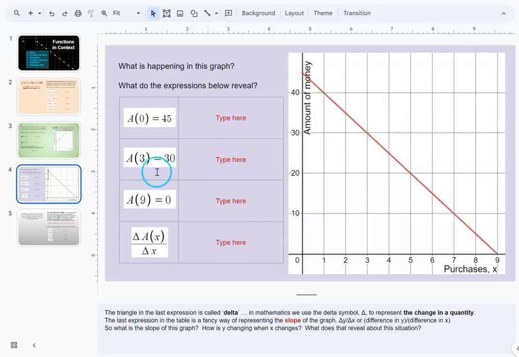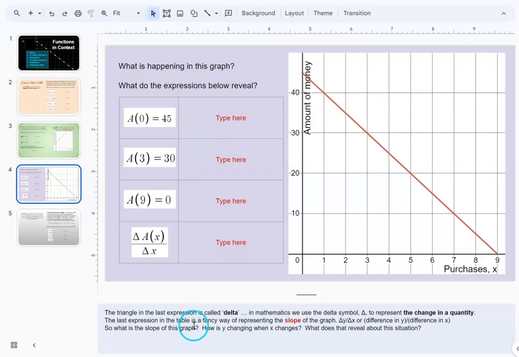So they'll evaluate these expressions in this context. So 0.45 would be the starting amount. 3.30 after 3 purchases, they're already down to $30. And then after 9 purchases, they have no money left. So they could use any kind of language to say something like that. I'm basically trying to get the real world meaning out of those statements.